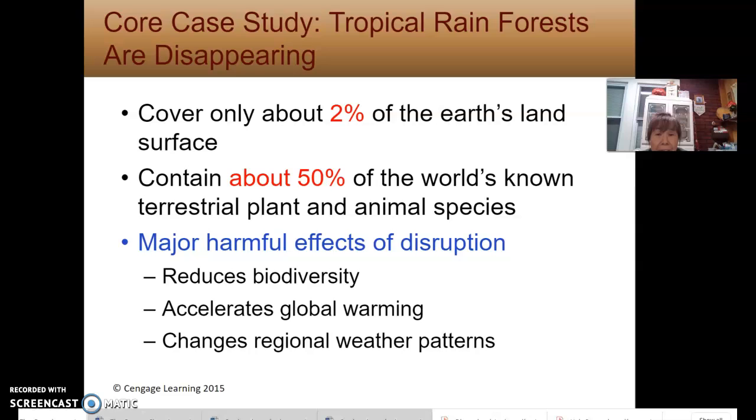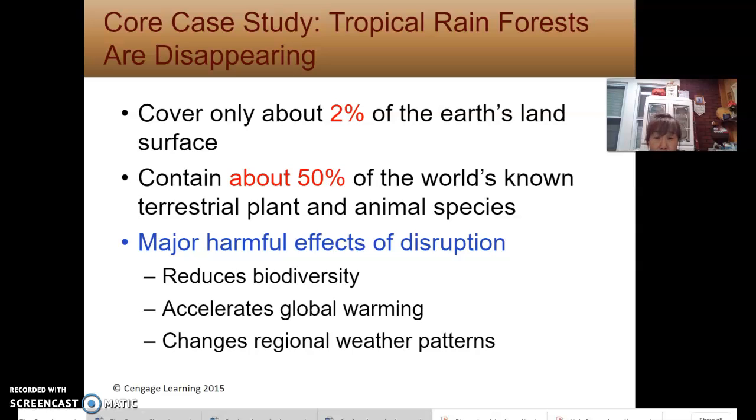So a couple of the facts about tropical rainforests you needed to know. Number 1, the tropical rainforests are disappearing. Number 2, the size of the tropical rainforests is only about 2% of the Earth's land surface. Number 3, tropical rainforests contain about 50% of the world's known terrestrial plant and animal species.